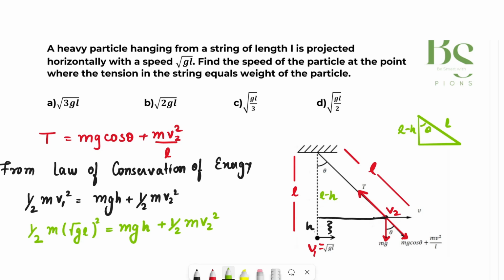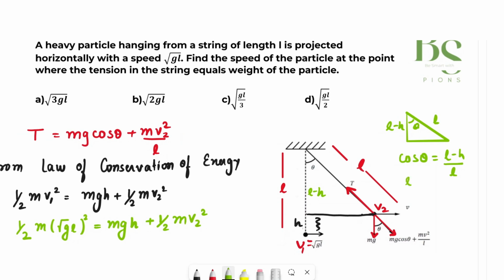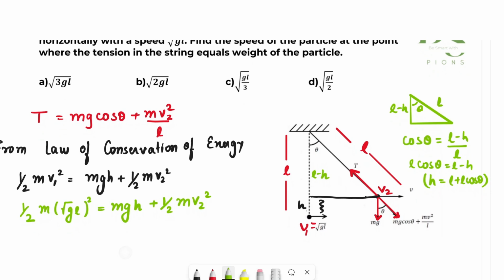Then what will be our cos theta? Cos theta will be base upon hypotenuse, and base is nothing but L minus h upon L. So if this is our cos theta, L minus h upon L, let's cross multiply. L cos theta will be equal to L minus h. So h will be equal to L plus L cos theta. Very important result. We have to substitute this in our main equation.